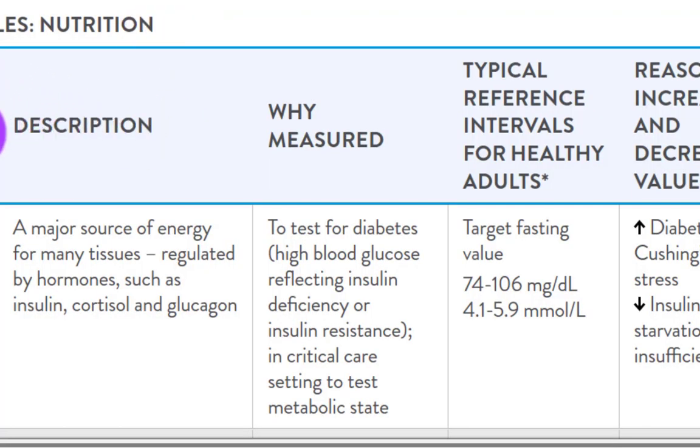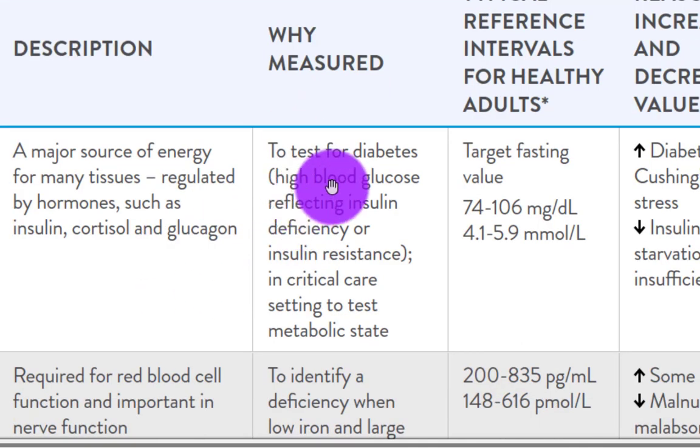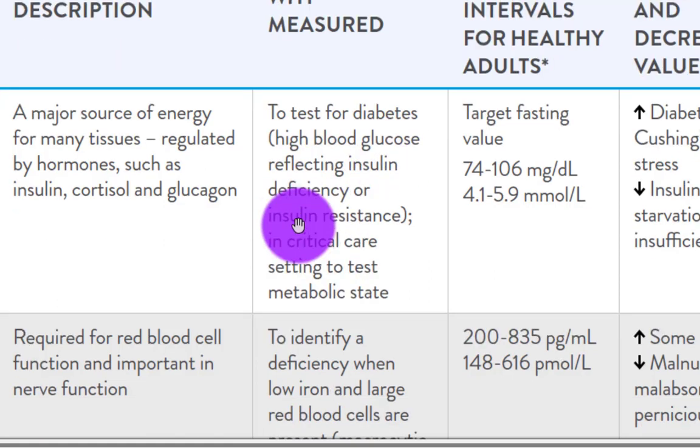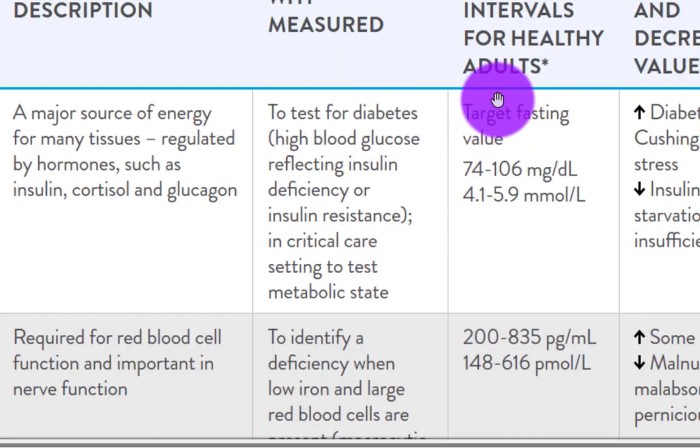Small molecule nutrition analysis: glucose. Description: a major source of energy for many tissues, regulated by hormones such as insulin, cortisol, and glucagon. Why measured: a test for diabetes, high blood glucose reflecting insulin deficiency or insulin resistance, and in critical care settings to test metabolic status. The interval is 74 to 106 mg per deciliter, or 4.15 to 5.9 millimole per liter.